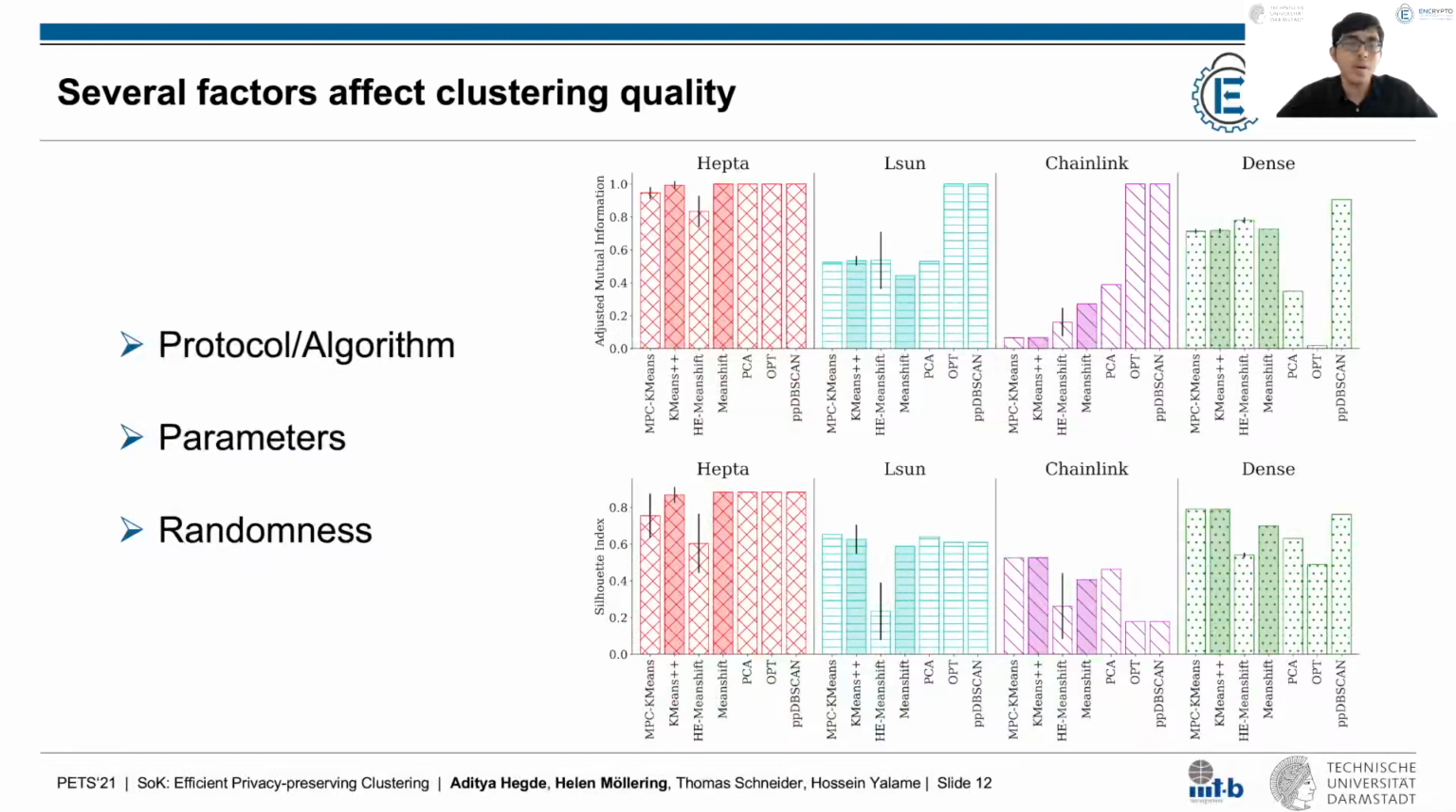Finally, the clustering quality of protocols like Kim et al.'s HE mean shift varied significantly with the randomness used. That is, its output quality wasn't consistent and had a strong dependency on the initialization. The impact of randomness was lesser in other randomized protocols like Mohassel et al.'s MPC k-means, which uses local computation by data owners on their datasets for better initialization during the protocol execution.